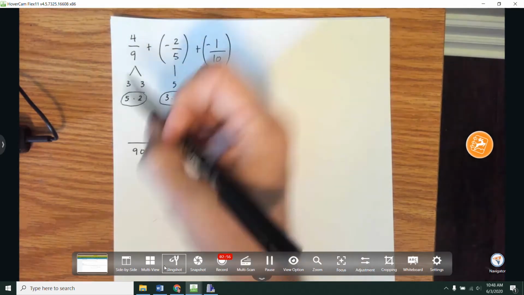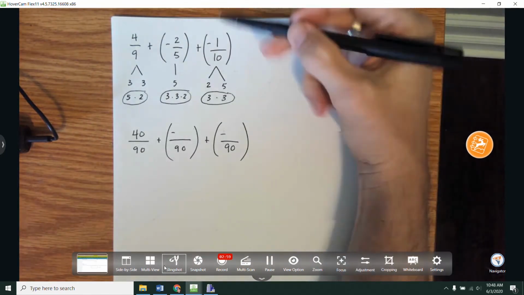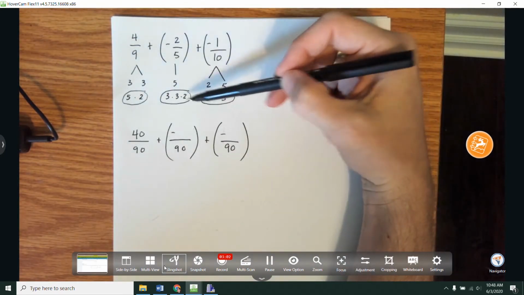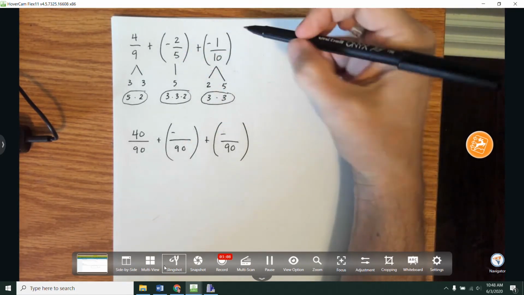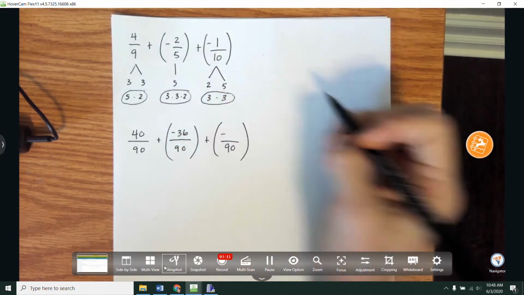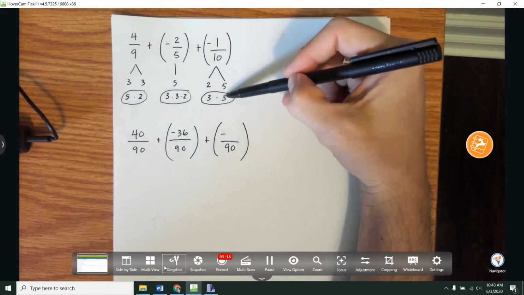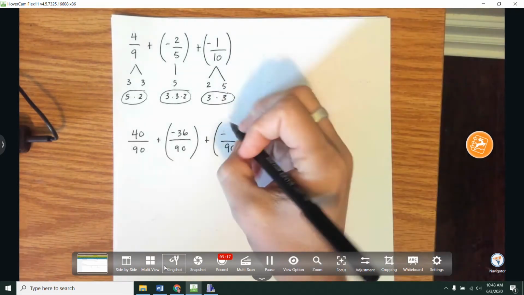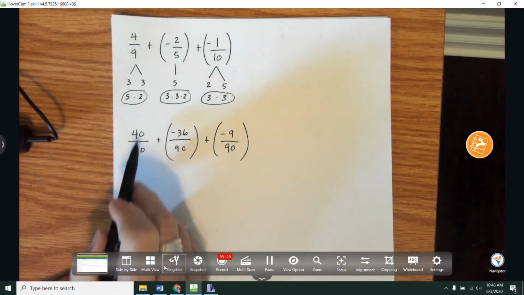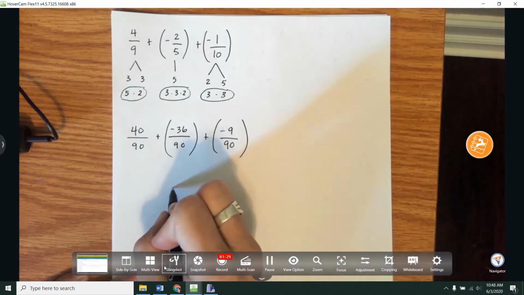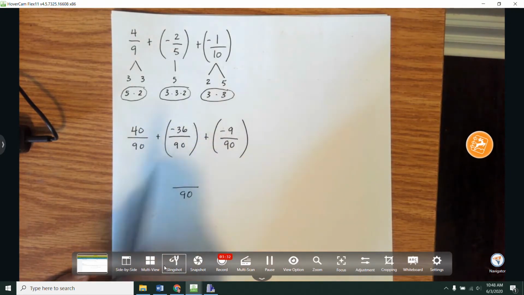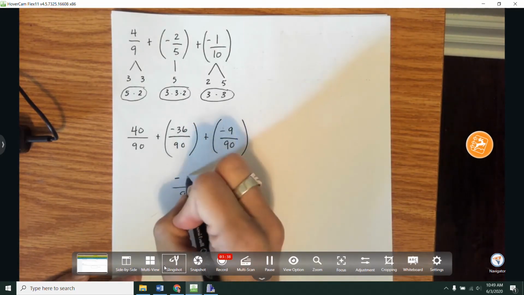4 times 10 is going to give us 40. 3 times 3 is 9, times 2 is 18. We did 5 times 18, gave us this 90. So 2 times 18 is 36. 10 times 9 is 90. So negative 1 times 9 is negative 9. Now if we add this together, we can think about it like it's 40 minus 36. All we're going to be doing is combining these tops. This denominator is still going to be staying the same. But 40 minus 36 is 4, and then 4 minus 9 is a negative 5.